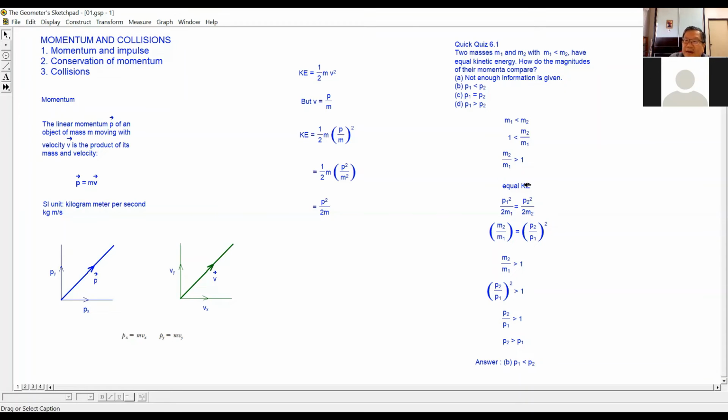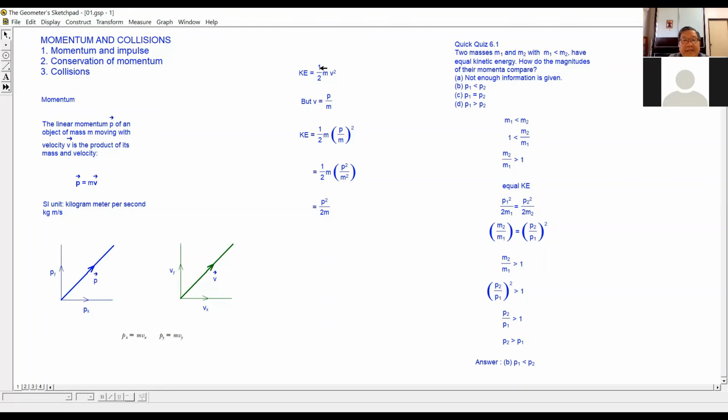Then we look at the kinetic energy. They say the kinetic energy is equal. So when I equate the two kinetic energies, which come from this formula here, P square over 2m. The kinetic energy of the first object is P1 square over 2m1. The kinetic energy of the second object is P2 square over 2m2. Since the question says these two kinetic energies are the same, I equate the two of them.